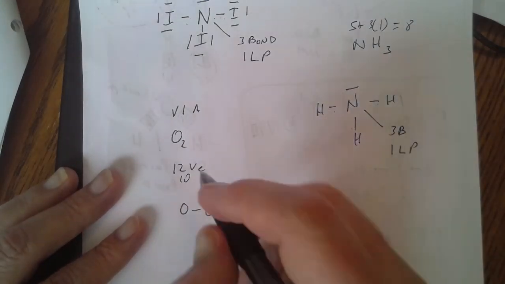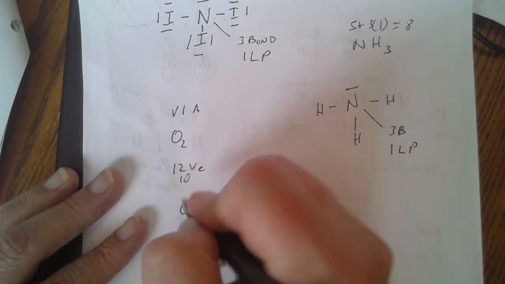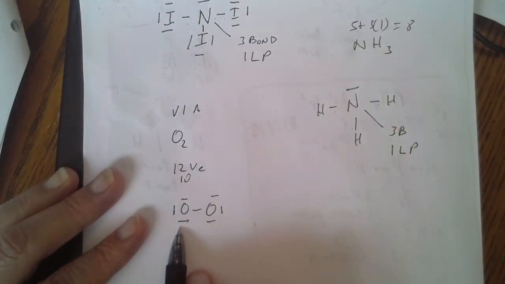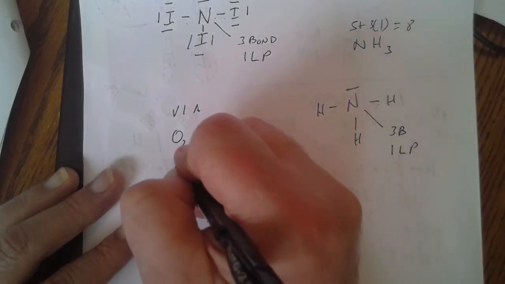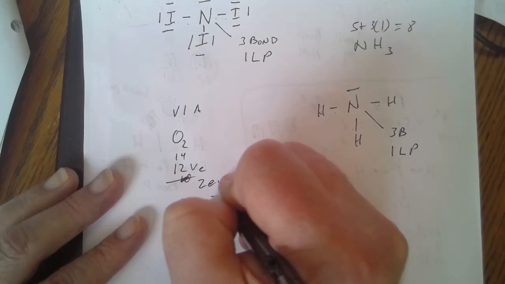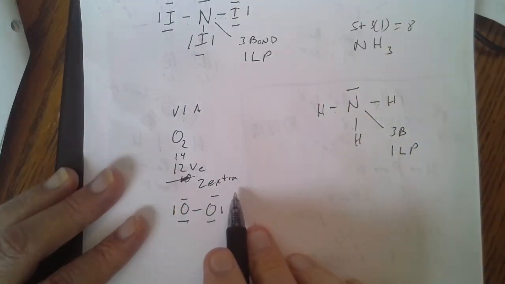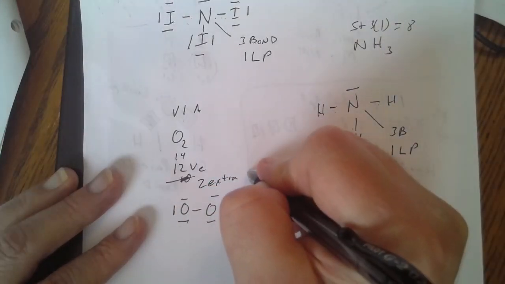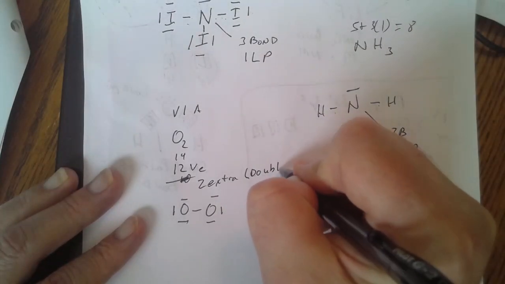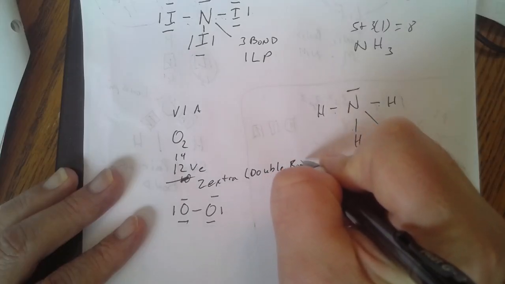We fulfill the octet for everybody. 2, 4, 6, 8, 10. Oh no. That's 12, 14 total. Well, 14 minus 12 means that I'm using 2 extra electrons. Anytime you have extra electrons, you need another bond. In this case, it's only 2 electrons, so somewhere in this we're going to have a double bond.